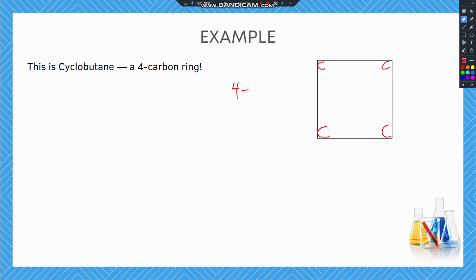4 carbon atoms uses the prefix BUT, and it is a cyclo compound. So we have cyclo plus but, and it is an alkane because there are only single bonds present in the entire compound. So we have cyclobutane as the name of this compound.